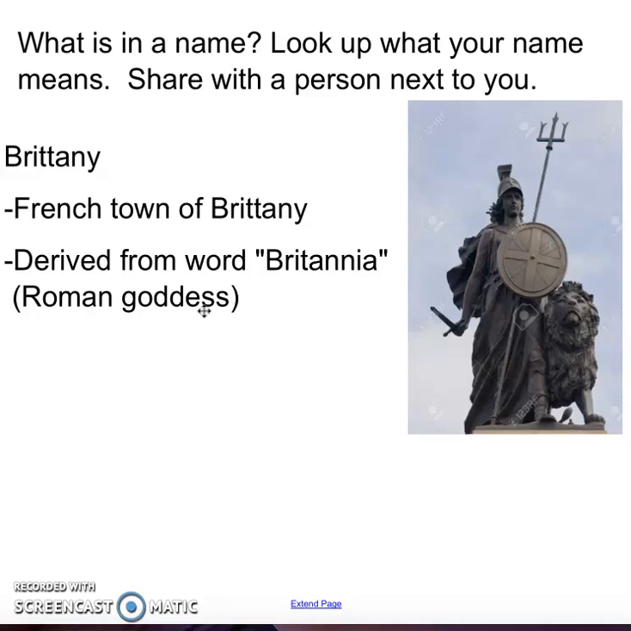Okay, so what is in a name? This is the final thing I want to look at: how do we name elements? In your assignment, you're going to have to look up what your name means. If I look at my name, Brittany, I find that it's a French town, and it's actually derived from the word Britannia, which is a Roman goddess. I included a picture of her, and she's actually pre-BA. So yay, I kind of like that. That's pretty sweet.